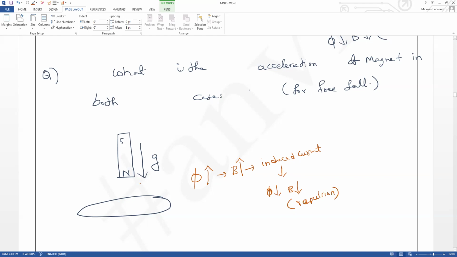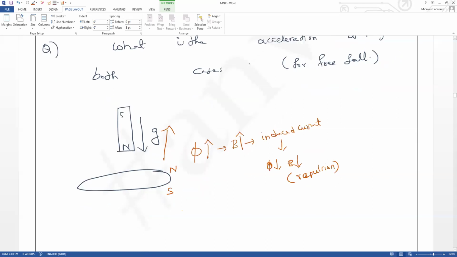Repulsion. Repulsion means it will take place in what direction? Opposite direction. Yes or no? So here is the north pole, and down, what pole will be? South pole, and the north pole upwards. Because of what? They will repel each other. Now be careful, everybody.